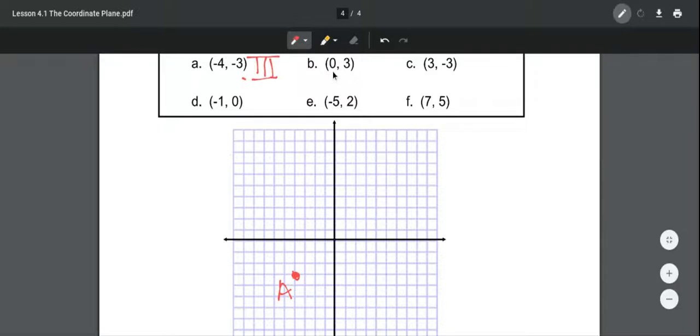For point B, the first value tells me I am not moving from the origin for the x value. Therefore, I am not moving left or right. The 3 tells me to move 3 spaces in a positive direction along the y-axis. 1, 2, 3. Therefore, this point lies on the y-axis.